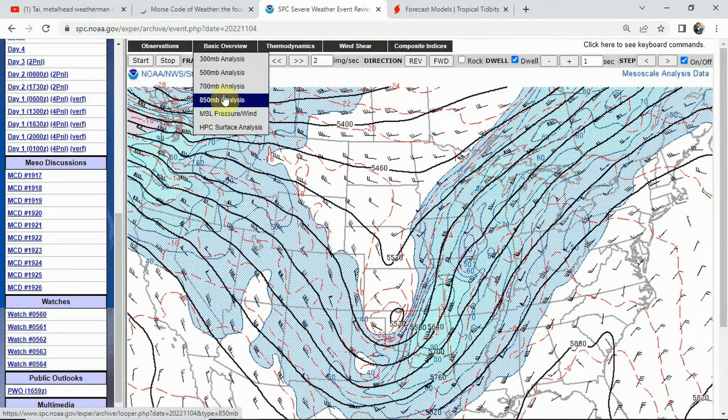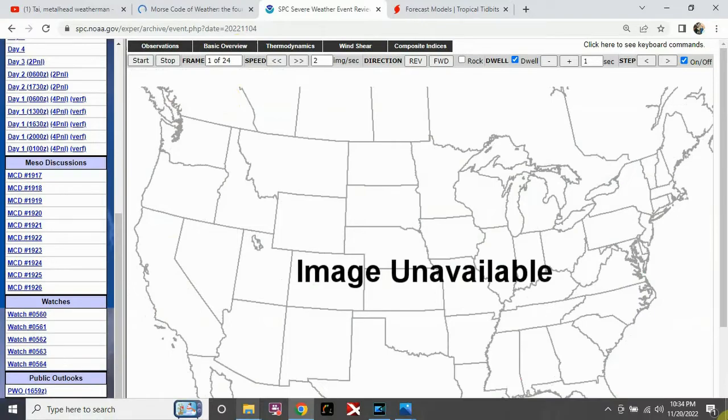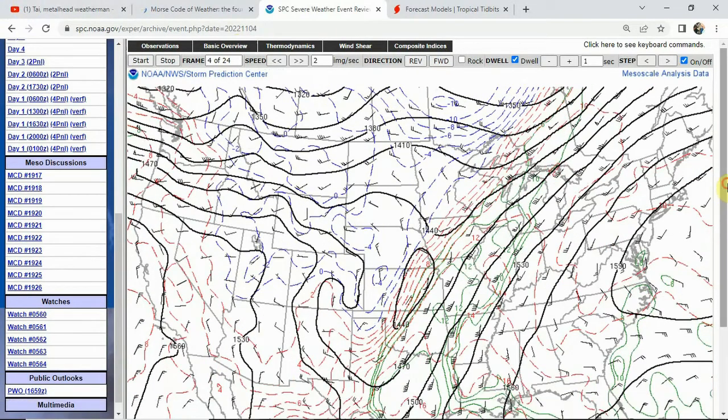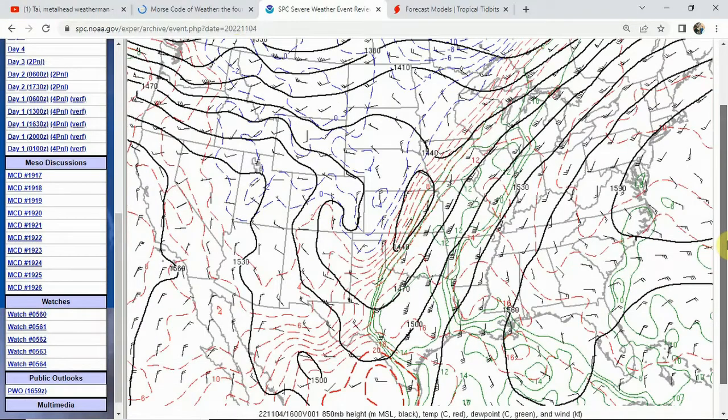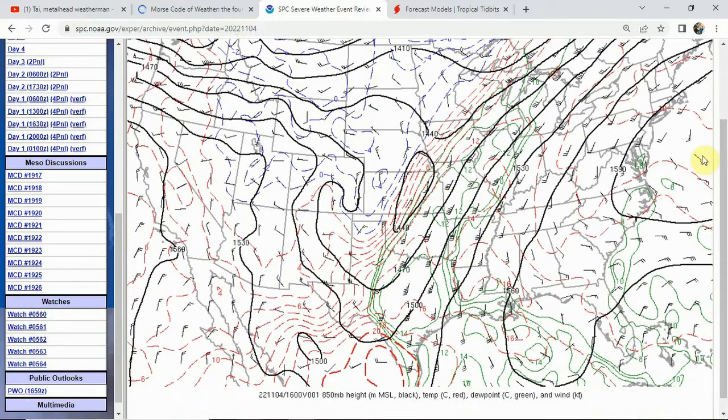Let's go ahead and go to the 850 area. All right. So if we look at this, you can also see how this is drawing in moisture here, because this is the Gulf of Mexico right here. And you can see this is our moist sector right here, if you remember from one of the diagrams I showed just a minute ago.